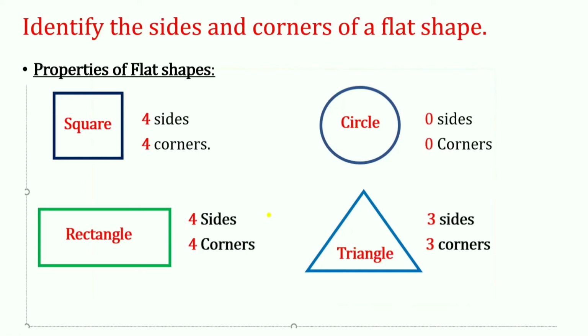A rectangle has 4 corners. A circle has 0 sides and 0 corners. Whereas a triangle has 3 sides and 3 corners. Children, we also learned to identify the diagonals of a square and rectangle.